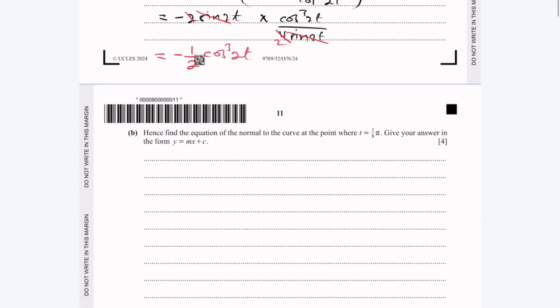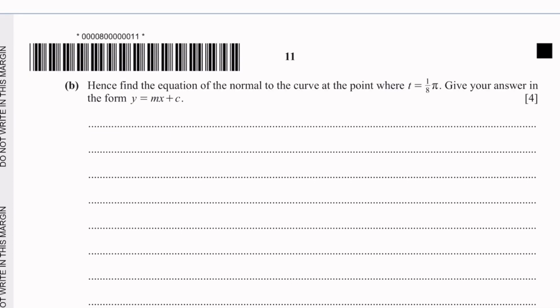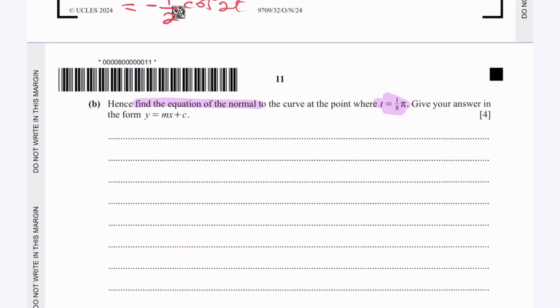Okay. Now let's go to part B of the question. It says that we should find the equation of the normal, and then they gave us the t value. Well, it's good they gave us the t value because that's what is going to help us to find the derivative. Okay, so we know that our dy dx is negative half cos cube 2t. So all we have to do is to put the t there and we are good to go.